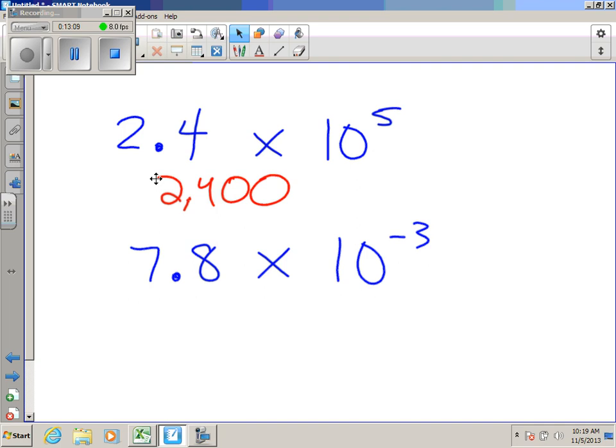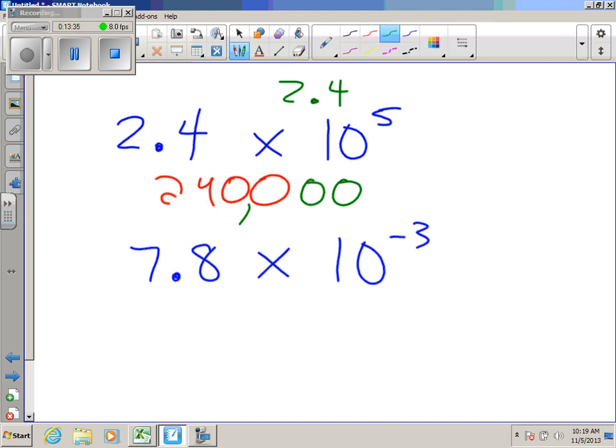Okay. So here's my 2.4. Now I gotta go 5 places, Keith. Oh, snap. Hold on. I forgot a 0. Yeah, 2 0. That's what you mean? Yeah. So then you want your comma there? Yeah, that's fine. Okay. We're good now. So 240,000. That's what you meant? Yeah. Okay. All right. Good.